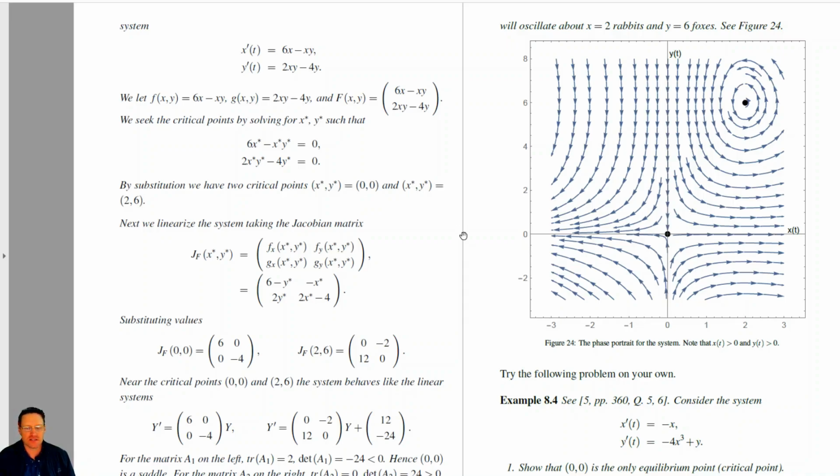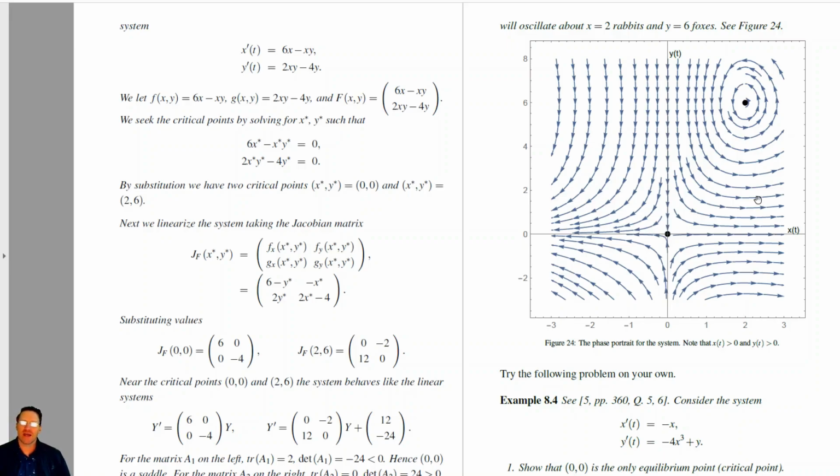Okay, but remember, since this is a predator-prey model, we actually don't care about these 3 quadrants down here because they all correspond to extinctions, right? Because we must have x greater than 0 and y greater than 0. All right, so what it tells us is that all of our initial conditions are going to be in the top right quadrant, and they're all going to oscillate around this critical point, right? So if you start with an initial condition here, you're going to follow a trajectory that's not quite elliptical, but it will oscillate around.